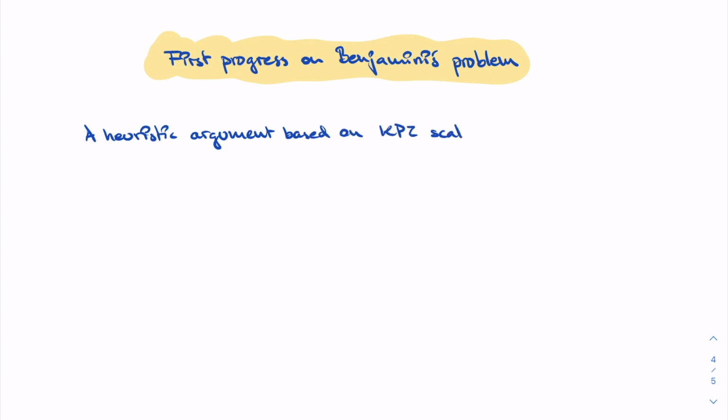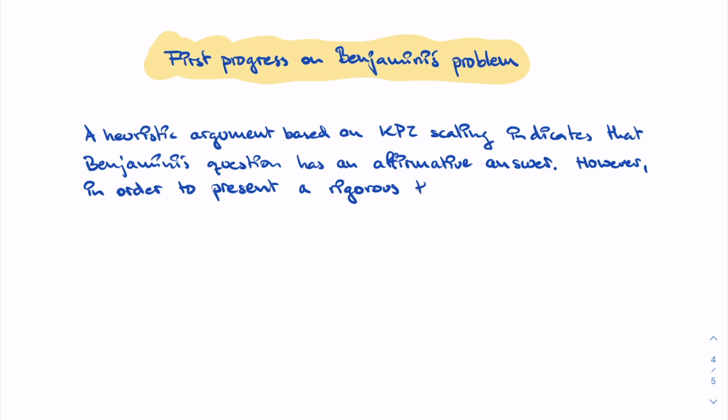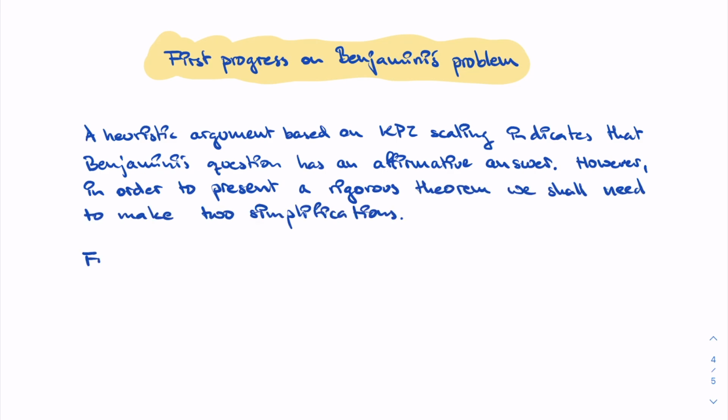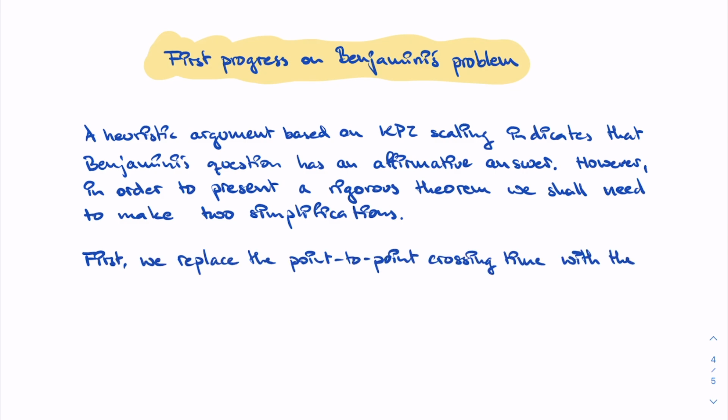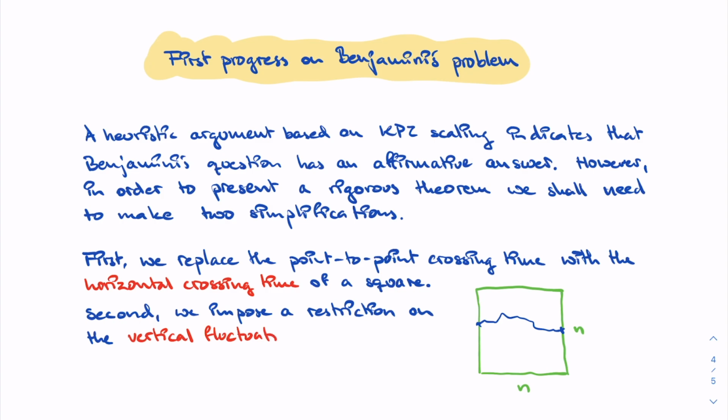A heuristic argument based on KPZ scaling indicates that Benjamini's question does have an affirmative answer. However, in order to present a rigorous theorem, we shall need to make two simplifications. First, we replace the point-to-point crossing time with the horizontal crossing time of a square. Second, we impose a restriction on the vertical fluctuation of admissible paths.